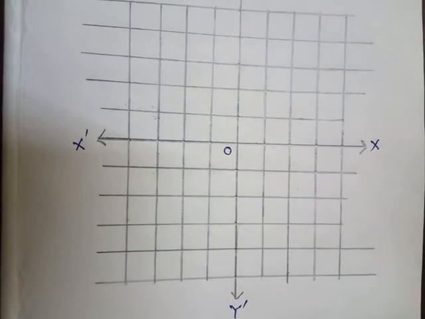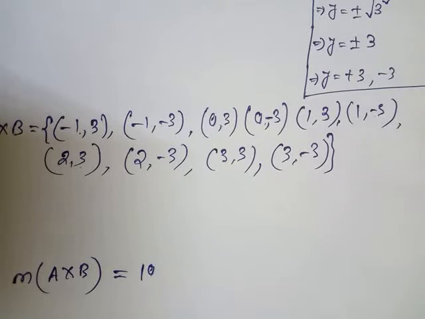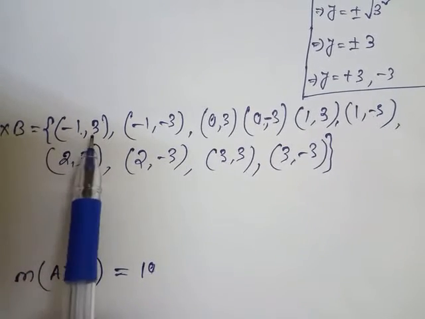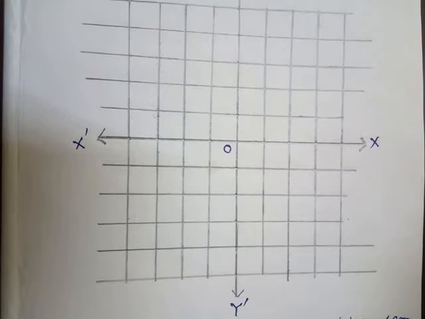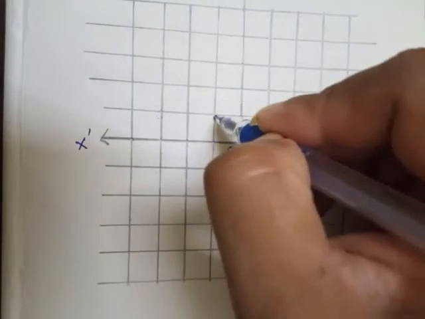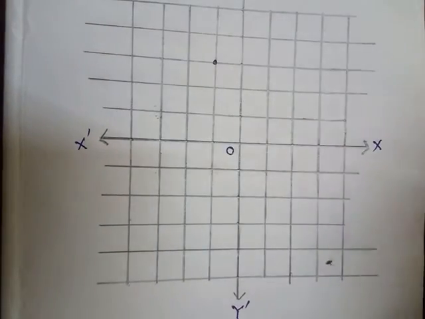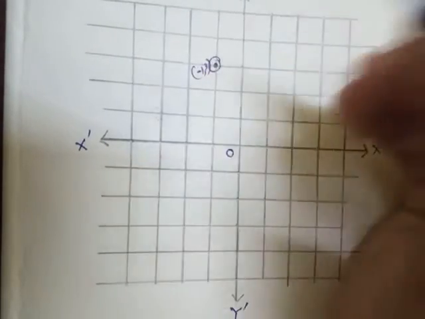First one, -1 and 3, means x is -1, y is 3. Look here, these are the coordinates: (-1, 3), (-1, -3), x is -1 and y is 3, and x is -1 and y is -3. So we'll have to plot all the values one by one. For x -1, y 3: -1 is there, and y 3 means here 1, then 1 2 3. This is (-1, 3) for the first one.